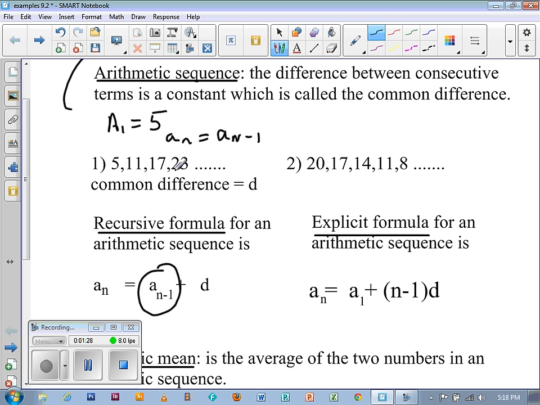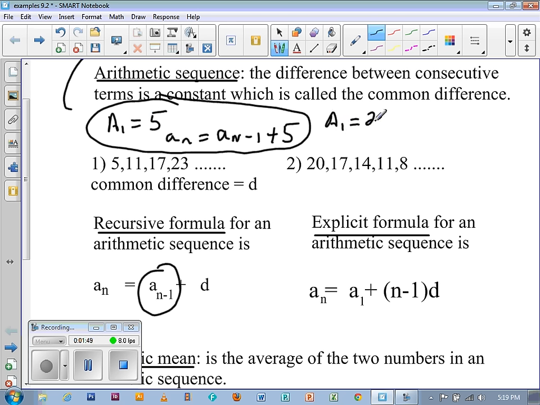Now, a sub n minus 1, this term right here, simply means the prior term. If you're looking at 23, a sub n minus 1 is 17. If you're looking at 11, it's 5. So you always take the previous term plus the common difference. So as you can see right here, this would be how we would write our recursive formula. Always start with a sub 1, whatever it's equal to. So in number 2, we would say a sub 1 is equal to 20. And then we would say a sub n is equal to a sub n minus 1. In this case, we're going down by 3, so their common difference would be -3. That would be how you would express the two formulas in recursive formula form.